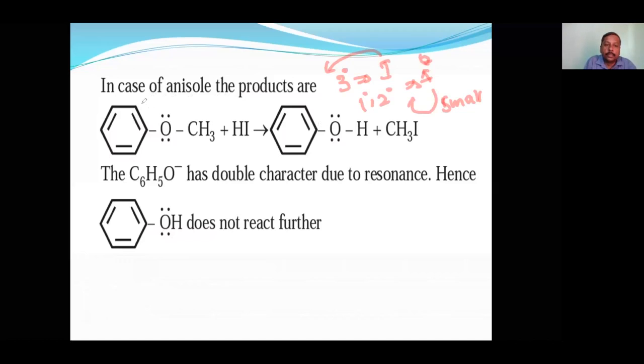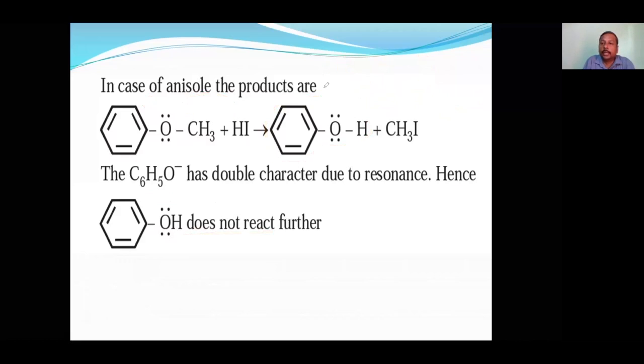In case this is aromatic and this is aliphatic, then definitely iodine will go to methyl. Phenol will always form. Why? Because phenol is more stable. And even if you send any amount of excess HI, it will not react further. Okay.